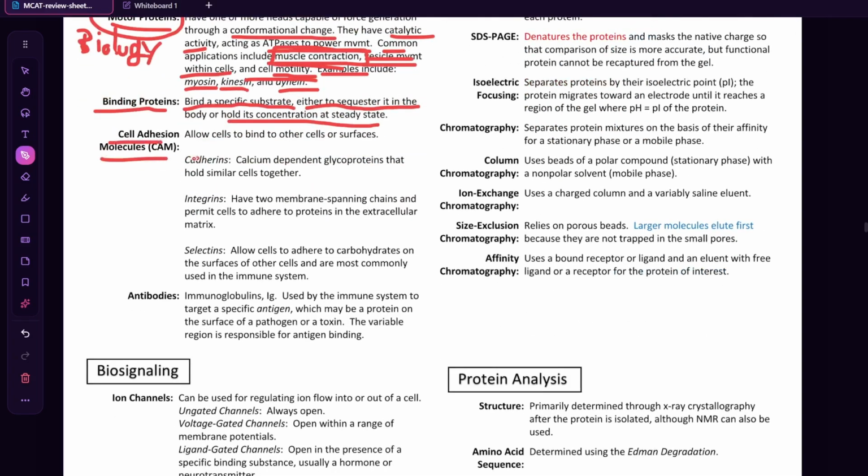You have also CAMs, which stands for cell adhesion molecules, and they allow cells to bind together to other cellular surfaces. So they're adding more structure, they're holding things together. So cadherins, integrins, and selectins are types of CAMs. They're underneath the umbrella of CAM.